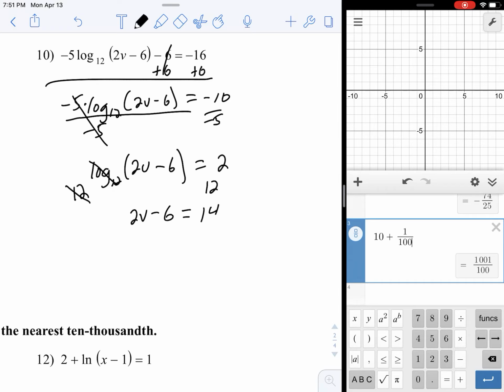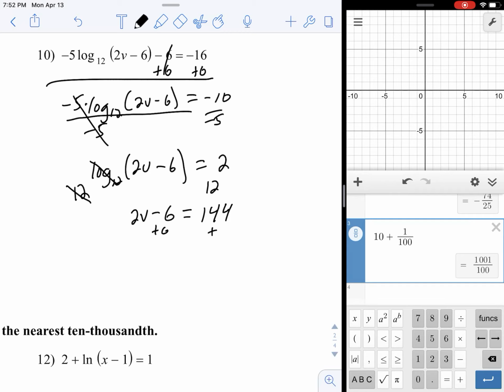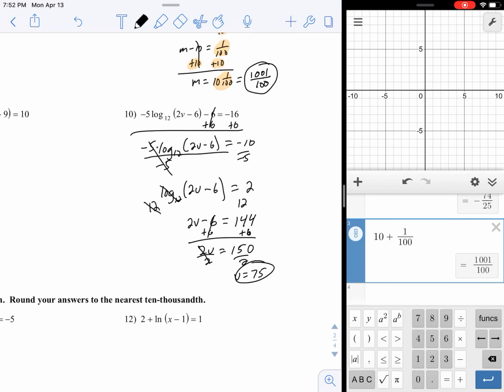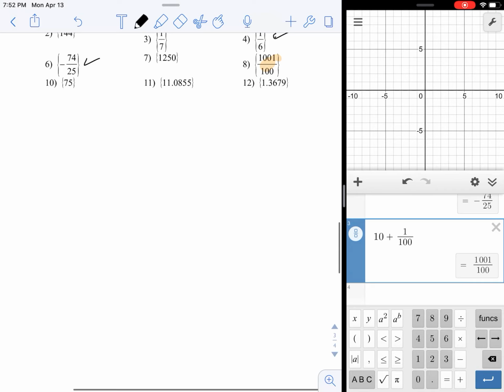Well, we just did 12 squared on the first problem. That's 144. Now I can add 6 to both sides. 2v equals 150. Divide by 2, v equals 75. Oh, please, please, please let me not have made a mistake. Number 10, 75.